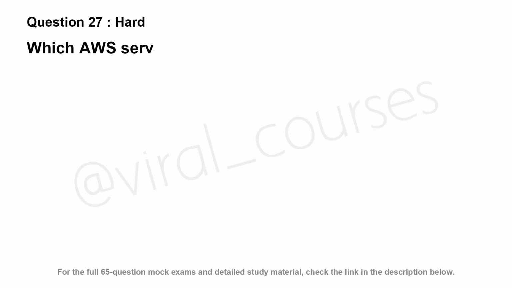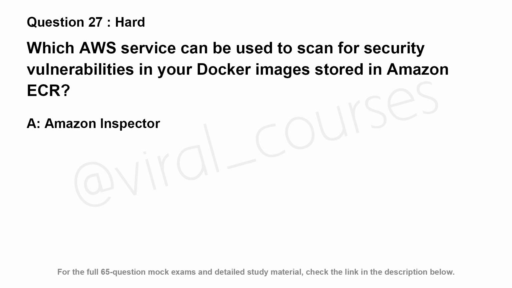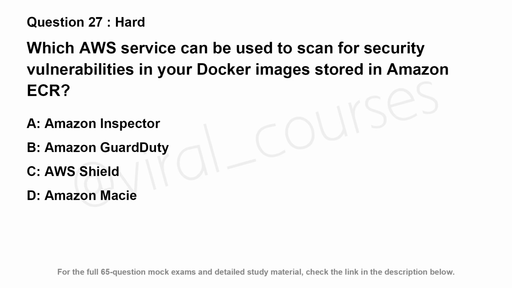Which AWS service can be used to scan for security vulnerabilities in your Docker images stored in Amazon ECR? Option A, Amazon Inspector. Option B, Amazon GuardDuty. Option C, AWS Shield. Option D, Amazon Macie.